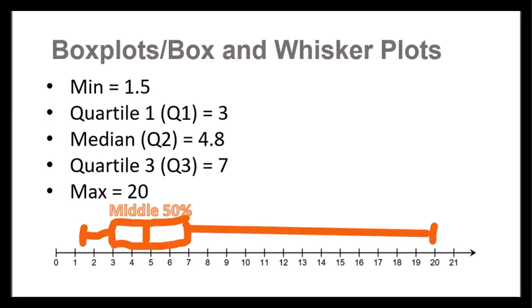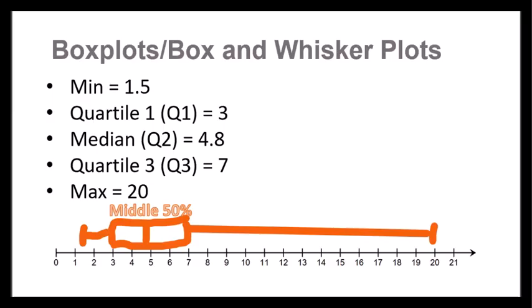So for example, I can see that the typical number of hours, in this case the median, that someone used this software was about 4 to 5. I can also see that the majority or half of all the people who used this trial software used it between 3 and 7 hours. That's represented by my box.